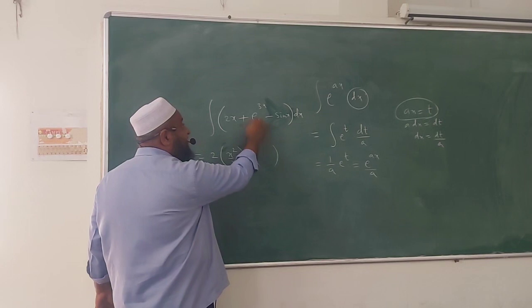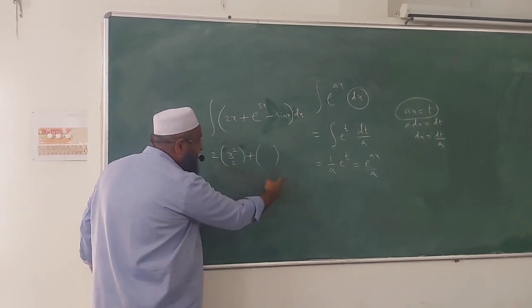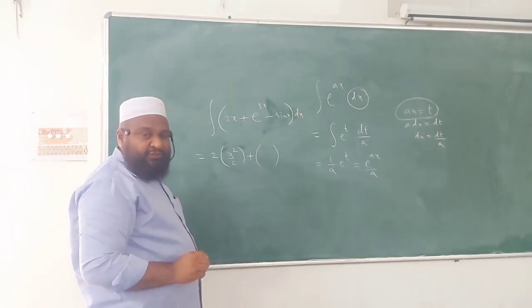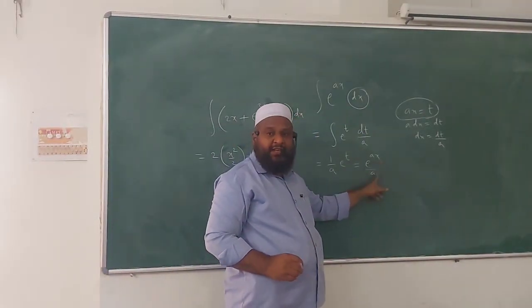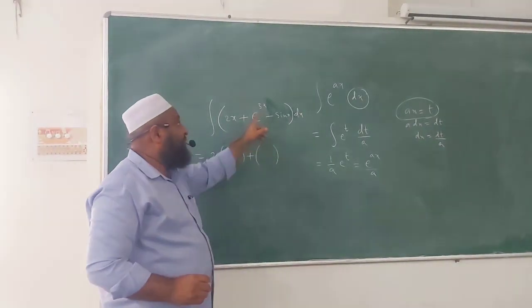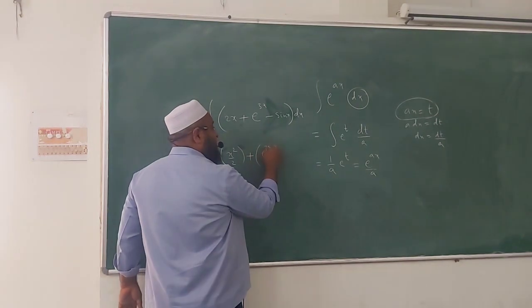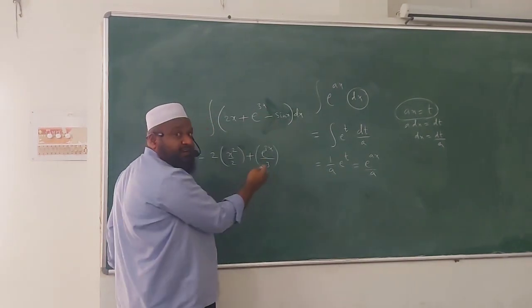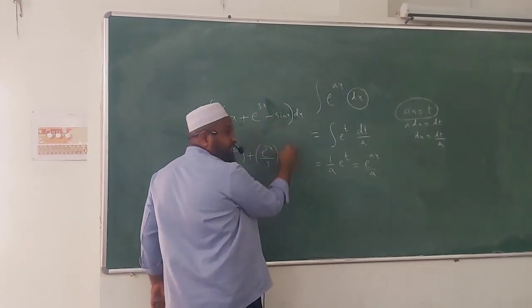What is the integral for e to the power of 3x? That integral symbol I am removing and I am writing the integral values. You might have noted, what is the integral of e to the power of ax dx? That is e to the power of ax by a. So for e to the power of 3x, it is e to the power of 3x by 3. That 3 will come in the denominator. Next, minus as it is.